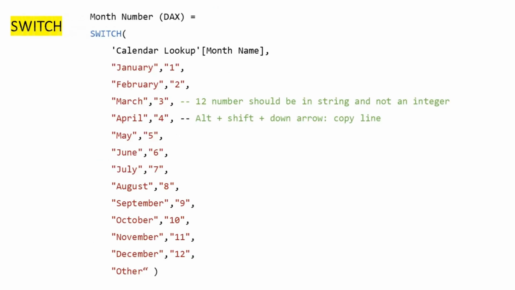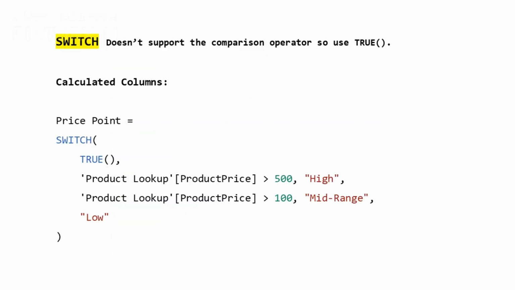The switch function in DAX evaluates an expression against a list of values and returns the result corresponding to the first matching value. For instance, you can use it to assign month numbers to month names. Switch can also be used for more complex conditions. For example, you can categorize product prices into high, mid-range, and low based on their values.